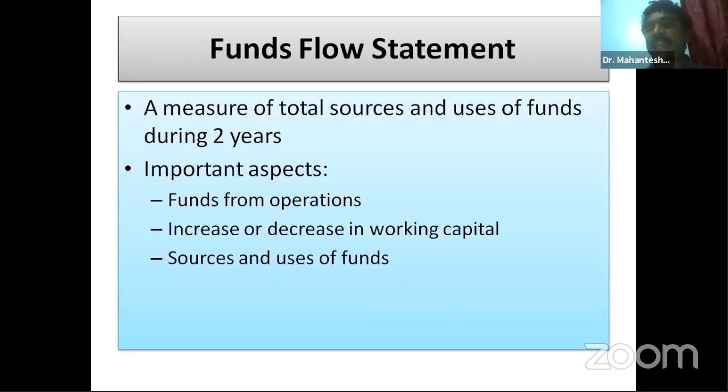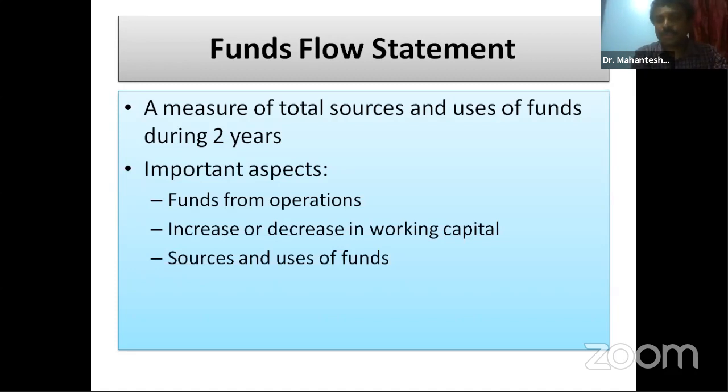So these are the three important aspects that we need to be very familiar with. Funds from operations is nothing but an adjusted net profit. Then there is increase or decrease in working capital. Increase in working capital is an application of funds. Decrease in working capital is a source of funds. In sources and uses of funds, there are various reasons how the funds are generated and various reasons how the funds are utilized by the company. So we have understood these three important aspects.